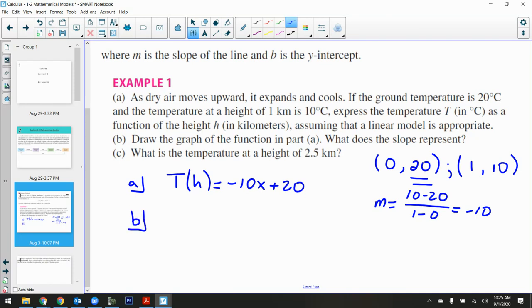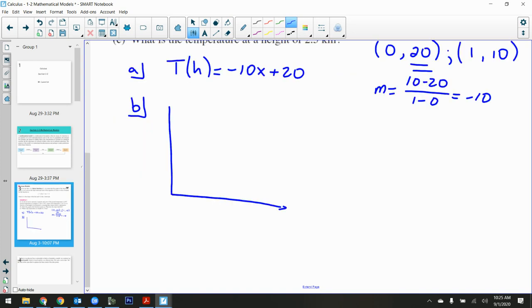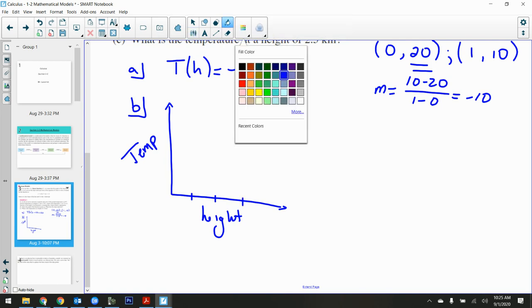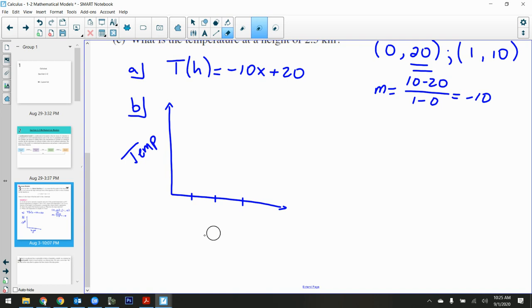All right, draw the graph of the function in part A, and what does the slope represent? All right, so let's sketch the graph. We've got height as my x, and we've got temperature as my y. We're in kilometers here, so 1, 2, 3, and actually I need to move my word height, don't I? Because I will go into the negatives in terms of temperature. Temperature is something that can't go negative. I'll just put height out here.